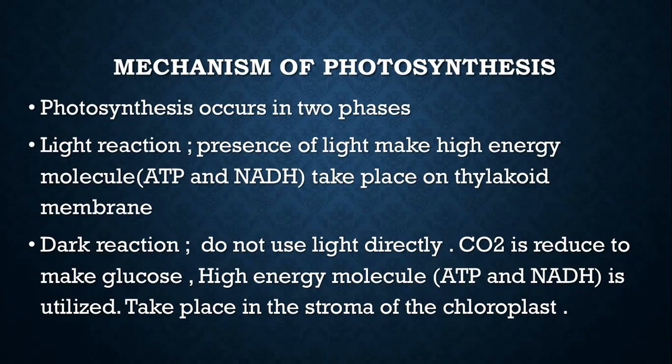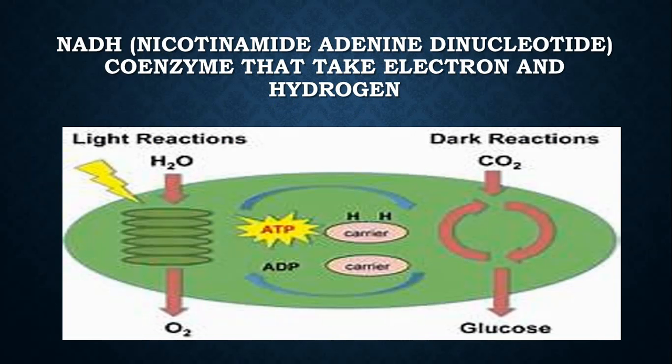Light reactions take place on the thylakoid membrane of the chloroplast, and dark reactions take place in the stroma of the chloroplast. Stroma is the fluid present in the chloroplast. Now, the difference between light and dark reactions. In the light reaction, plants save energy. In the dark reaction, they utilize energy and, with the help of carbon dioxide, make glucose. What about NADPH? It is nicotinamide adenine dinucleotide phosphate, and works as a coenzyme. It also saves energy like ATP.